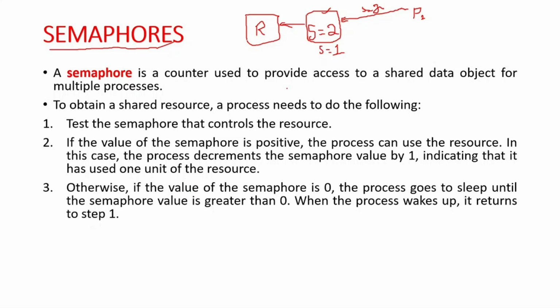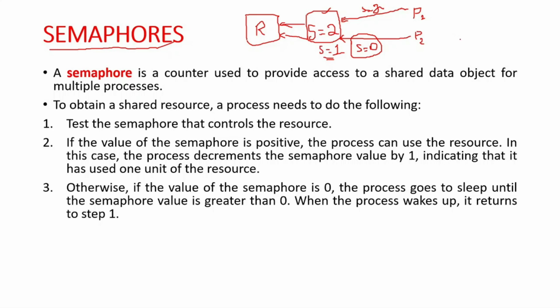If it is not positive, in case the semaphore value is 0, let me consider an example. Now there is another process P2, and it also wants to access the resource R. It will check the semaphore value associated with the resource. Since the semaphore value is 1, it can also access the resource, but as soon as it accesses the resource, it changes the S value by decrementing one. So the latest updated value of the semaphore is 0. Now two processes are currently accessing the resource.